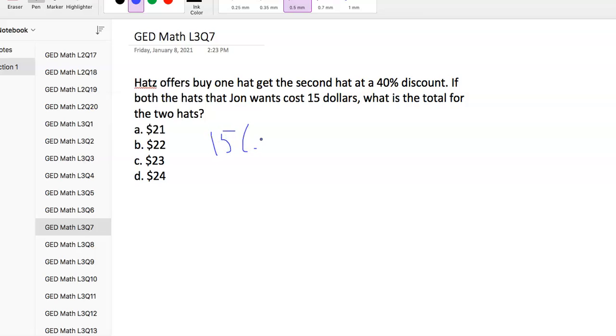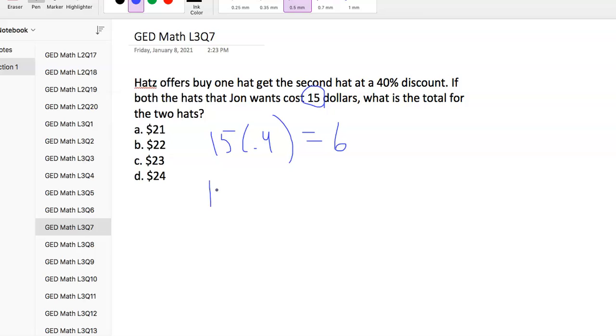Right? 15 times 0.4, because the second hat is 40% off. Okay, so if we multiply 15 times 0.4, we get 6. Okay, and so what that means is the second hat is at a $6 discount. It was 15, right? And then 15 minus 6 is 9.